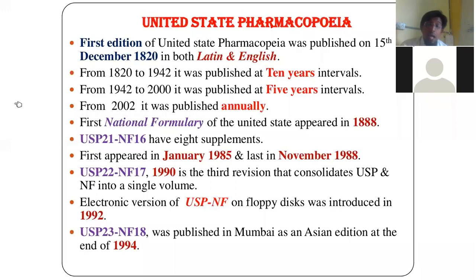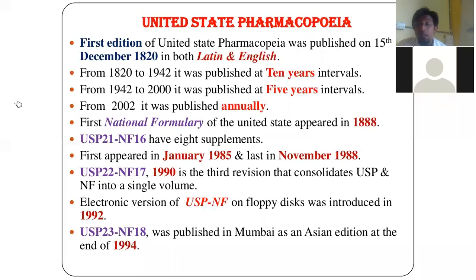So the first national formulary of the United States appeared in 1818. I hope you remember what a national formulary contains. We also studied BNF, the British National Formulary, and INF, the Indian National Formulary, right? So a national formulary contains the formulae: how to prepare the formulations, how to prepare the drug products.